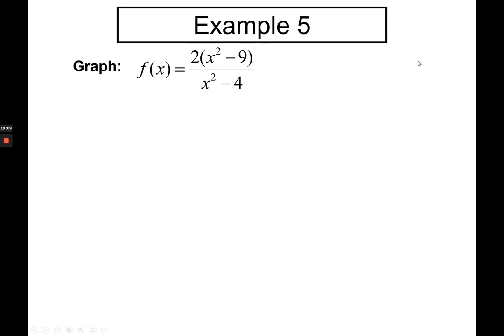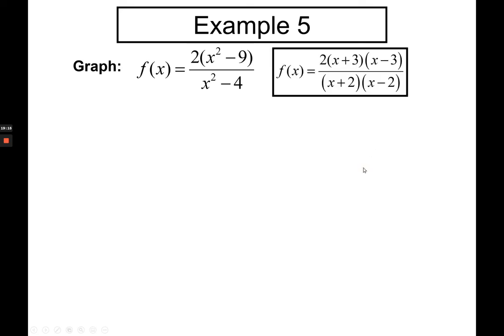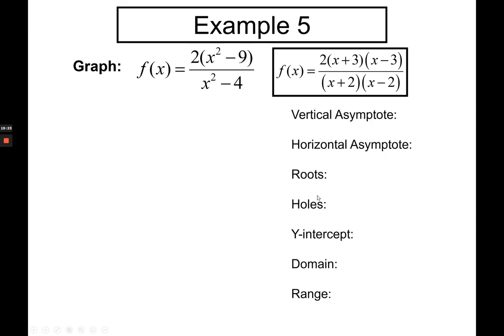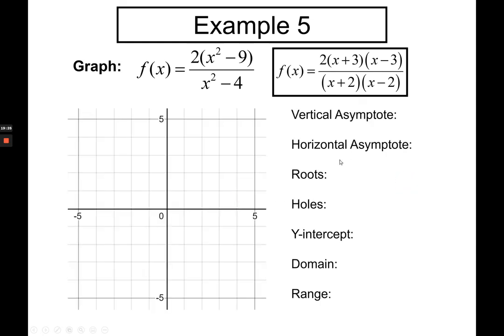Graph the function 2 times x squared minus 9 all over x squared minus 4. First step, factor everything. This is the correct factor. I know it should take a lot of time. You're lucky if the given is already in factored form. Next, prepare your graph and identify the parts of your graph of the rational function.